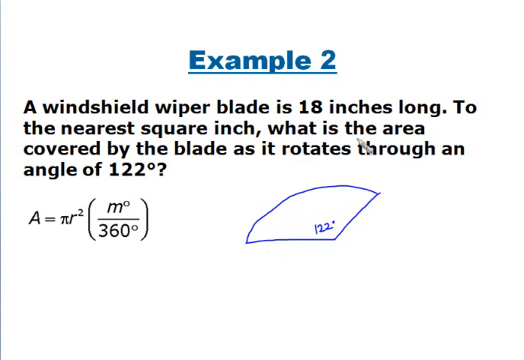And we're told that it is 18 inches long. So 18 inches, that's the radius right there. So what is the area covered by the blade? So we have everything we need. We can go ahead and plug this into our equation. The radius is 18. The central angle is 122. And now we are ready to plug this in. Okay, and for this we get 61.1 pi if we leave this in terms of pi. If not, you would end up with a different decimal.